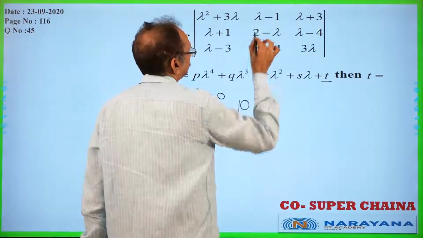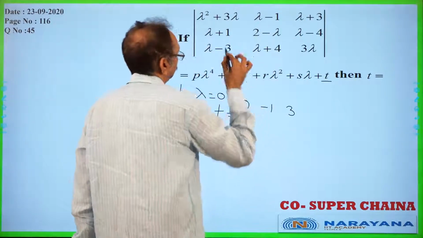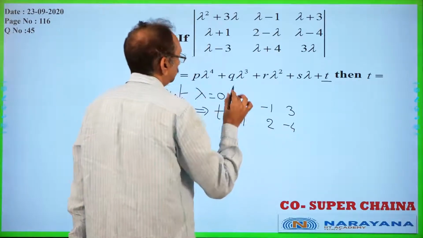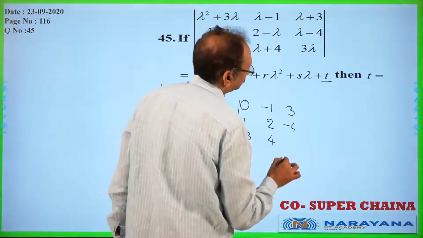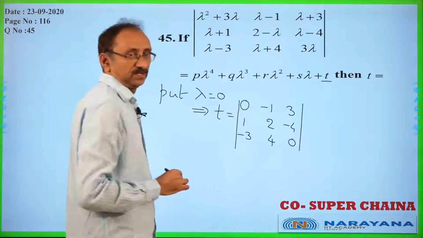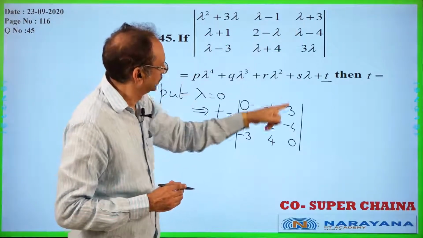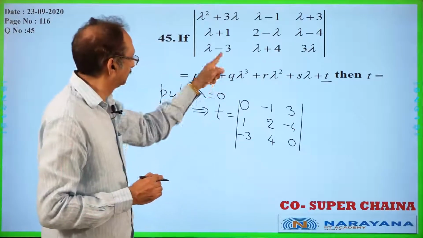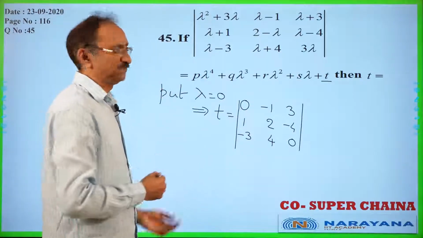0, 0 minus 1, 0 plus 3, 1, 2, minus 4, minus 3, 4, and it is 0. See once again, we are substituting lambda is equal to 0. 0, minus 1, 3, 1, and 2, 0 minus 4, minus 4, minus 3, 0 plus 4, and 0. And it is enough to expand this.